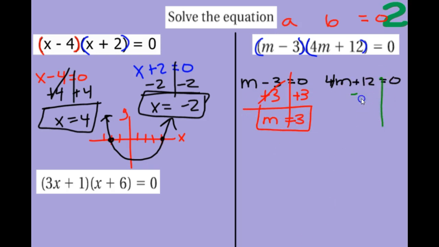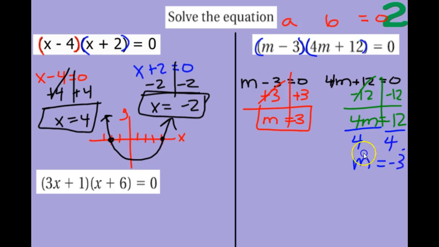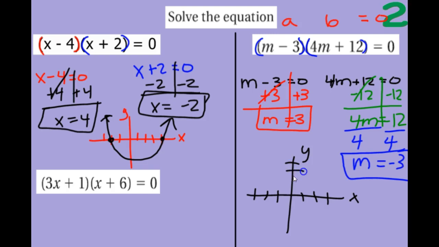And the other, I need to subtract 12. And I get 4m equals -12. And then divide by 4. M would give me a -3. So if I were to graph this one, it would cross our x-axis when y is 0, remember, we don't really need these lines, but at -3 and at +3. So our graph or parabola would look something like that.